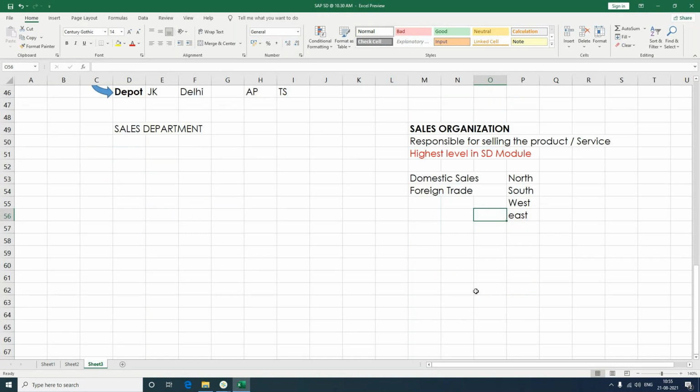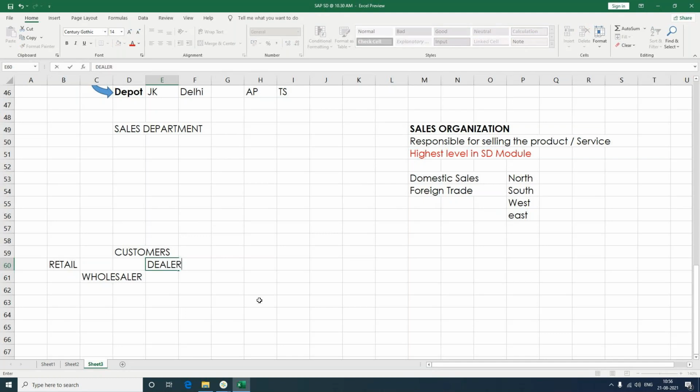And to whom are you going to be selling the products? Every company will have its own set of customers, and we try to classify the customers as well. A few of them are retail customers, wholesalers, and we have dealers, bulk buyers, institutional sales.